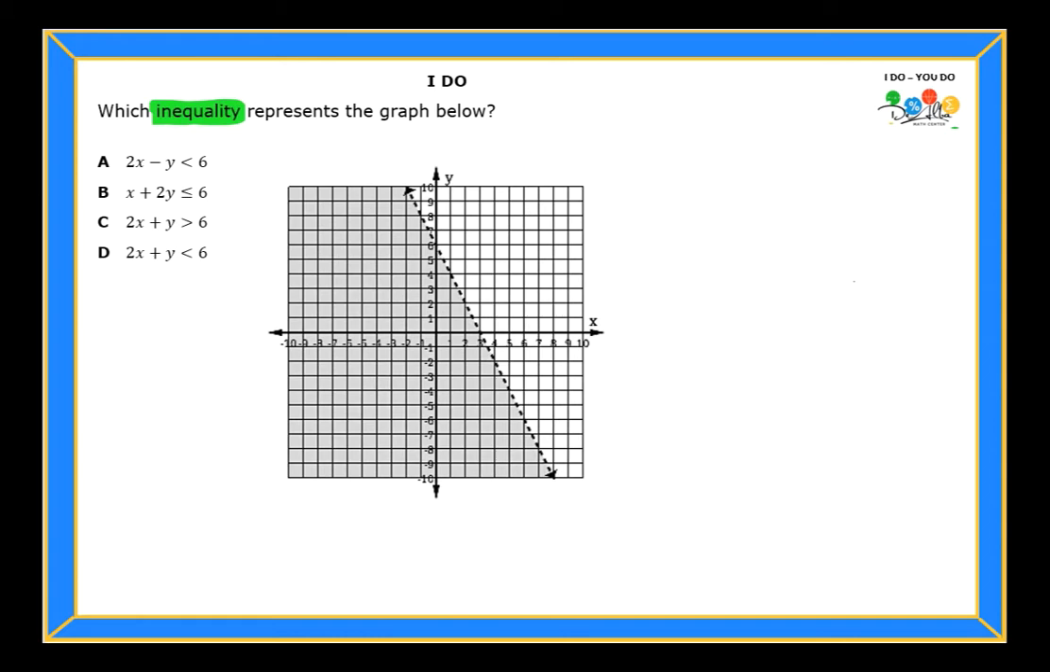Once I see the word inequality, then I've got to start thinking about some symbols, right? Those symbols will be the ones that you see on my answer choices, not the equal sign. That will be only for an equation.